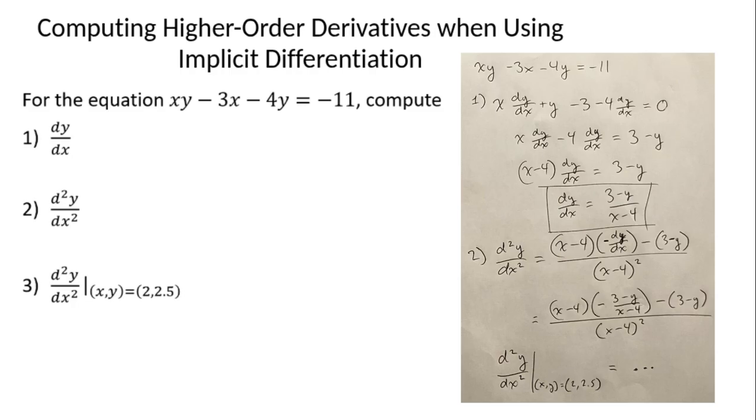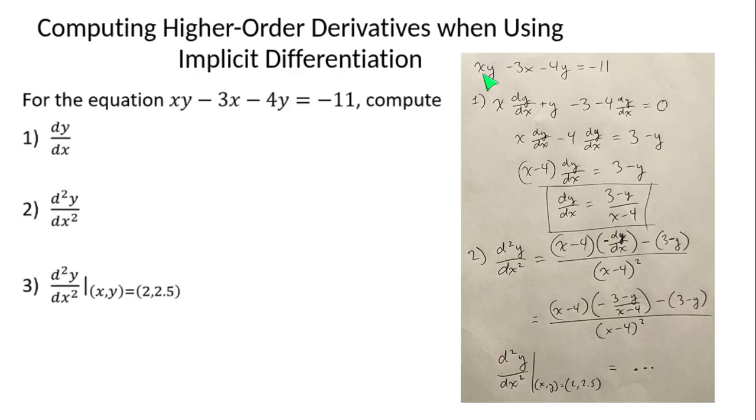Now we're going to do some higher order derivatives using implicit differentiation. Here's our interesting equation that features a product of x and y. You know it's going to be fun when there's a product of x and y. All right, so dy over dx is the first thing we're going to need to find.